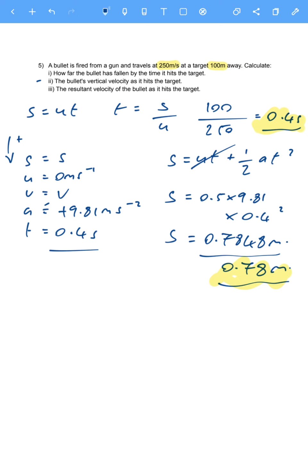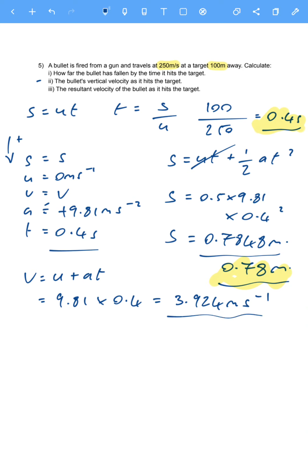Okay, then we need to find the bullet's vertical velocity as it hits the target. So that would simply be V equals U plus AT. So down as positive again. We've got the information above. So V equals U plus AT. So the initial speed vertically is 0. So it's simply acceleration 9.81 multiplied by the 0.4 seconds. So 9.81 times 0.4 seconds will give us 3.924 meters per second vertically.